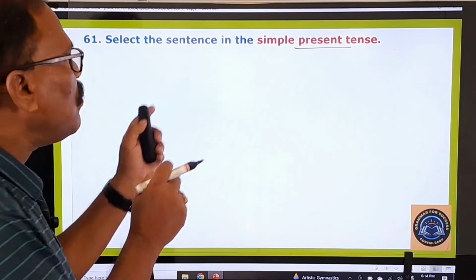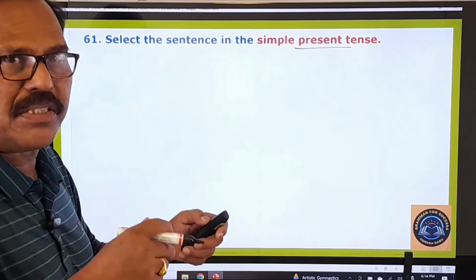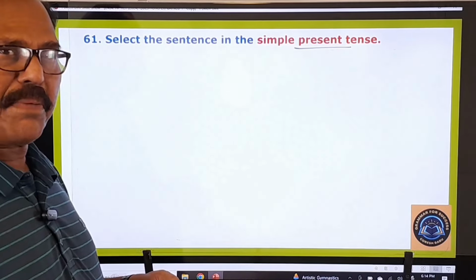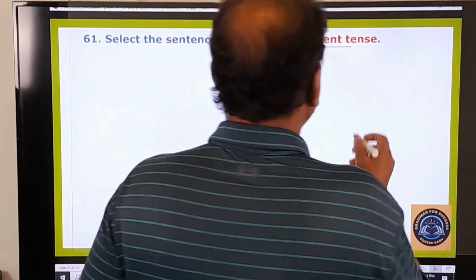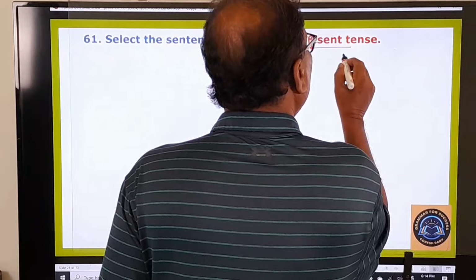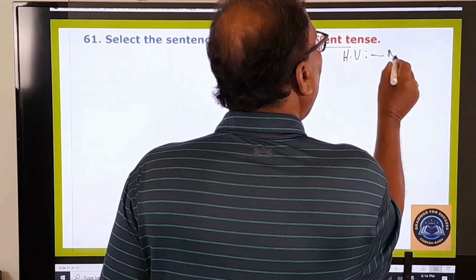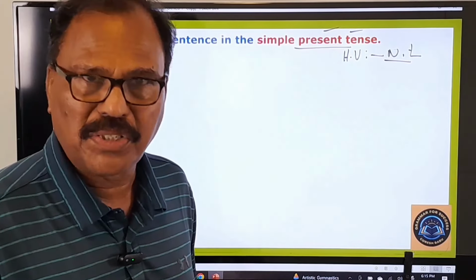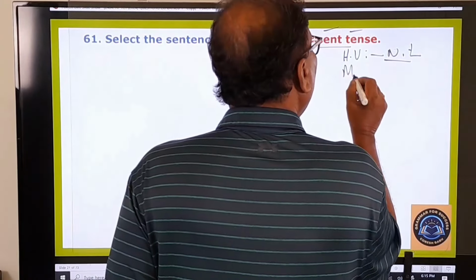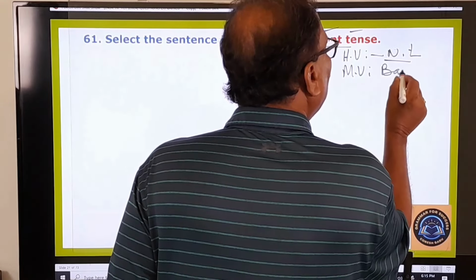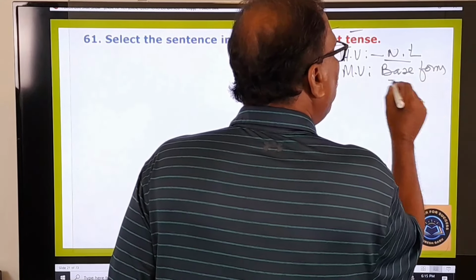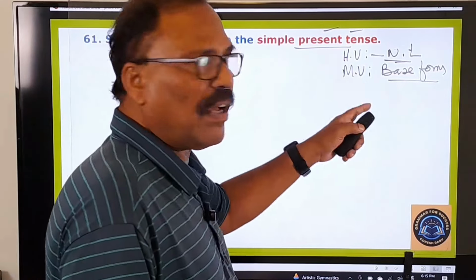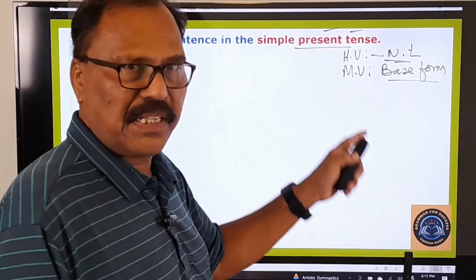Before you choose that answer, let us recollect the features of the simple present. Do you know what the features of simple present tense are? Pay attention. The features of simple present tense are: helping verbs nil. In this simple present tense, there will be no helping verbs used. And the main verb used is the base form verb. Base form means the first form of the verb. So, these two are the features of the simple present tense.